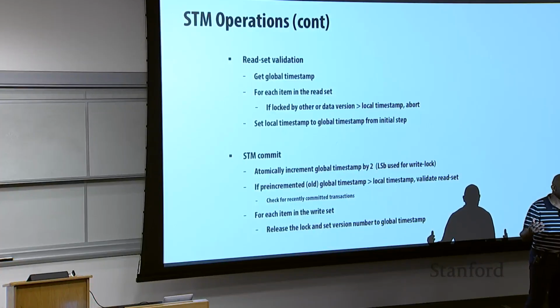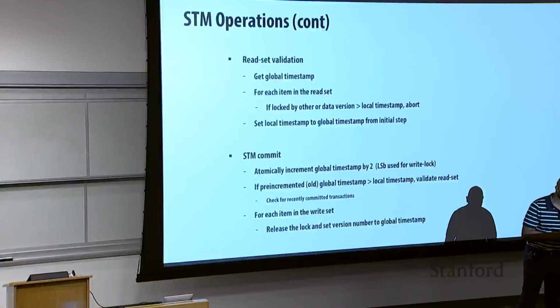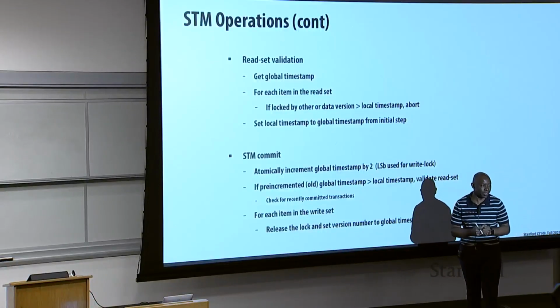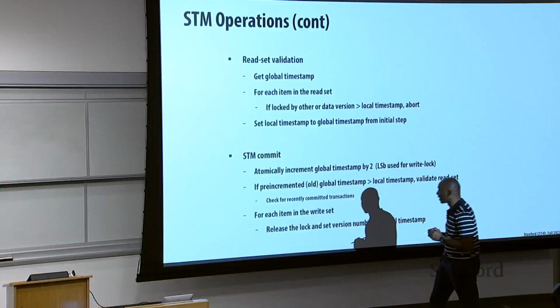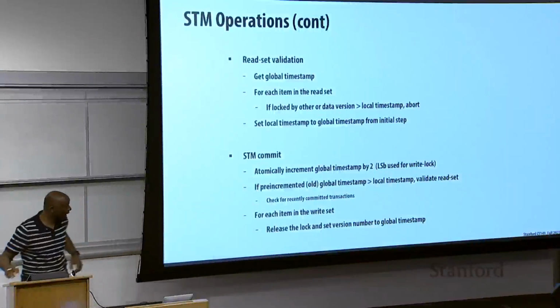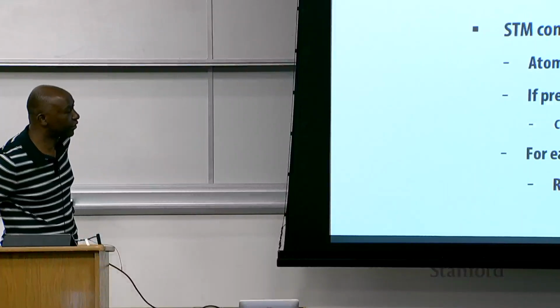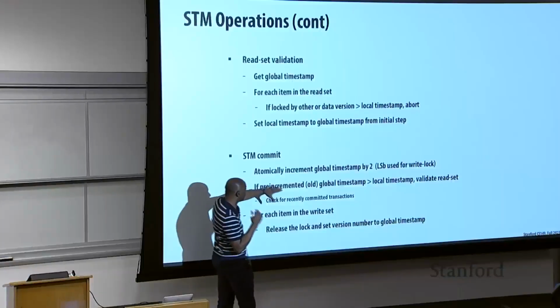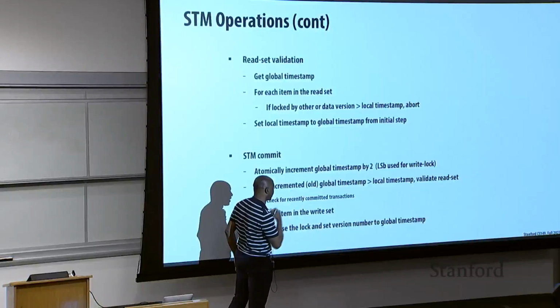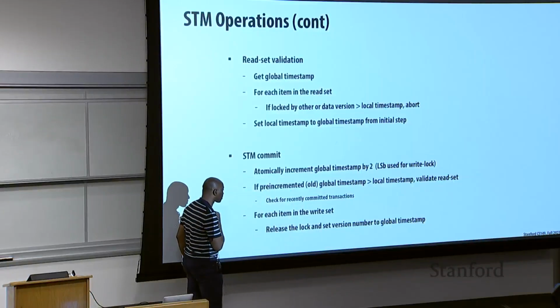Preserves the error. Yeah, because the least significant bit is actually keeping track of whether it's locked or not, right? So we always have to increment it by 2 to make sure that we can use that least significant bit. Okay. Then we're going to take the pre-incremented, the old timestamp, and validate the read set.